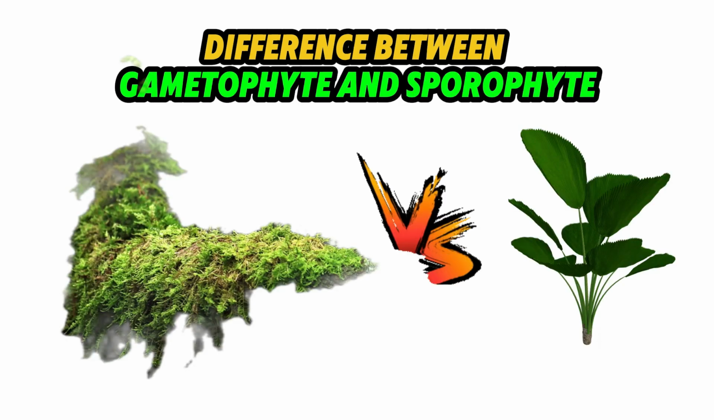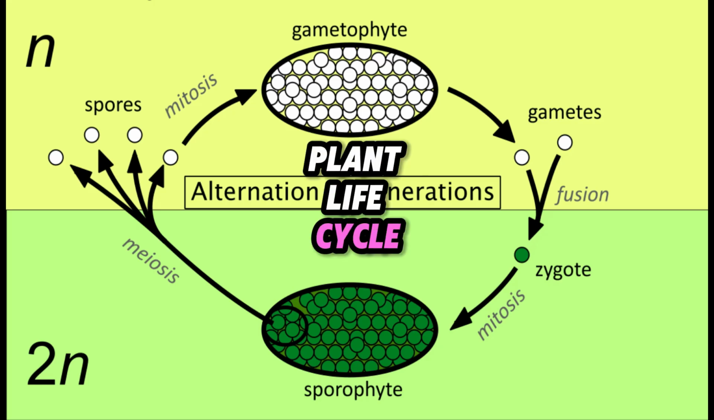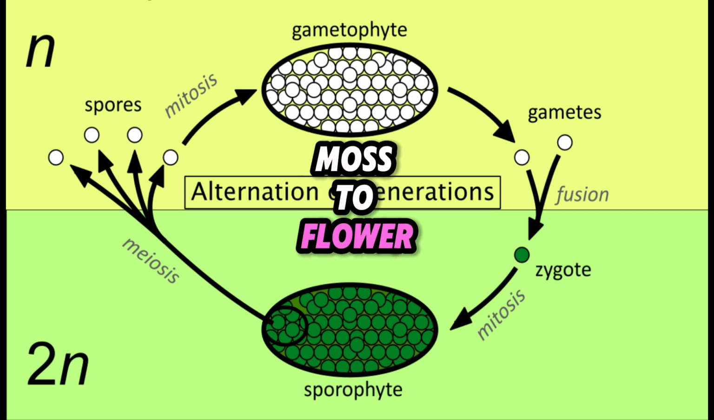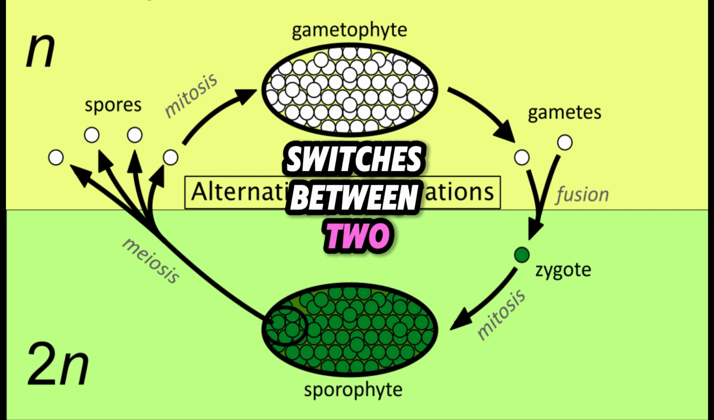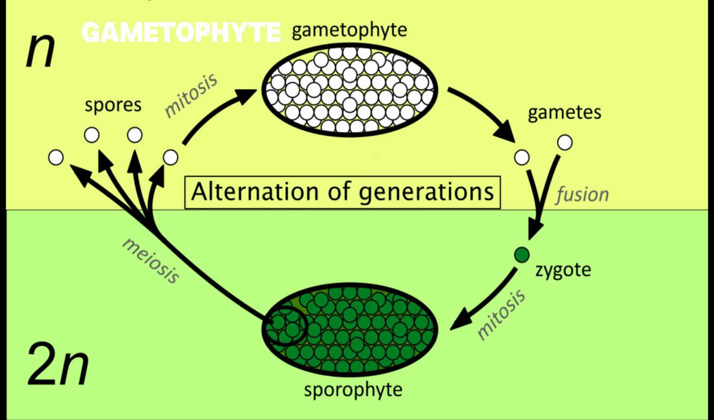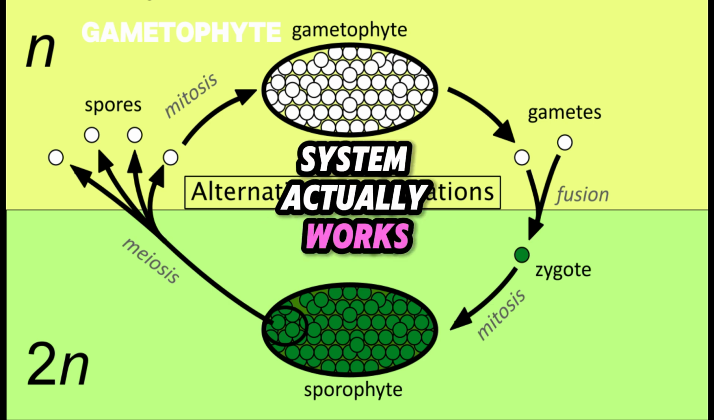Difference between Gametophyte and Sporophyte. Plant life cycle explained. Did you know plants live two different lives? Every plant from moss to flower switches between two stages called Gametophyte and Sporophyte. Let's understand how this fascinating system actually works.